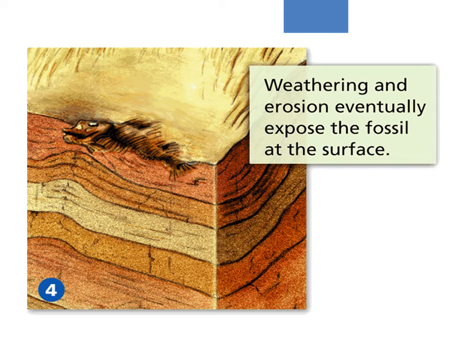A mold is a hollow area in sediment in the shape of an organism or part of an organism. A cast is a solid copy of the shape of the organism. Molds and casts can preserve fine details.